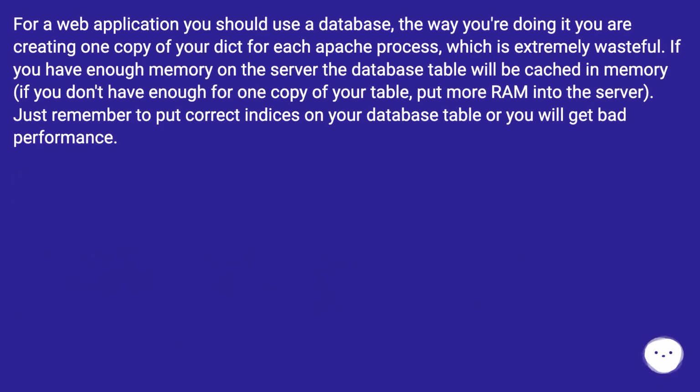For a web application you should use a database. The way you're doing it, you are creating one copy of your dict for each Apache process, which is extremely wasteful. If you have enough memory on the server, the database table will be cached in memory. If you don't have enough for one copy of your table, put more RAM into the server. Just remember to put correct indices on your database table or you will get bad performance.